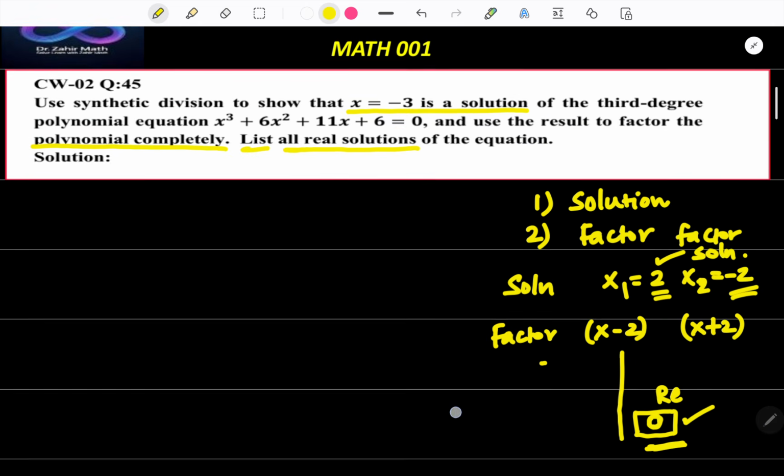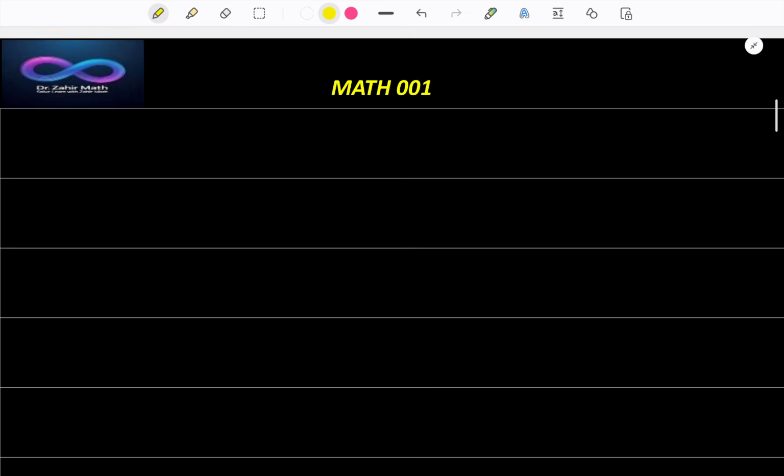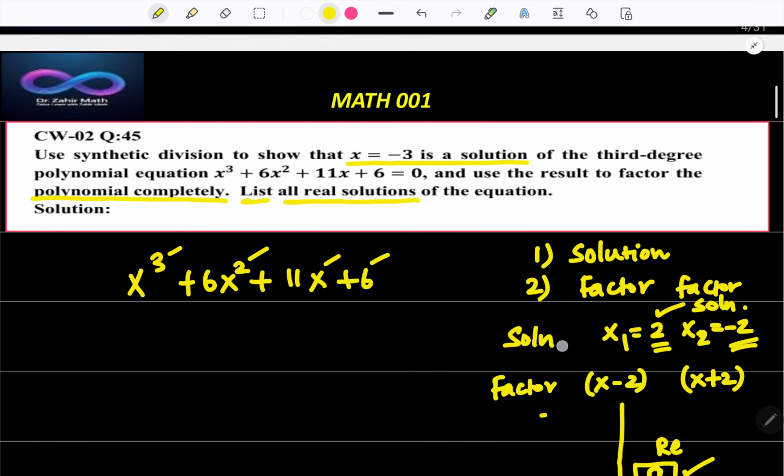Let's go to the question. We are going to make synthetic division. This is x cube plus 6x square, right? X cube plus 6x square plus 11x plus 6. Check 3, 2, 1, 0. Yes, we can start. The first is what? X is equal to minus 3. Let me start the synthetic division here. Okay, I'll start here. So x cube 1, 6, 11, 6. Let me check again. Yes, coefficients 1, 6, 11, 6.